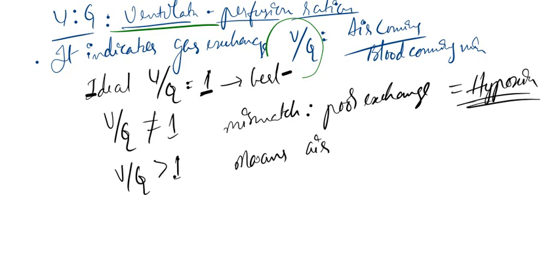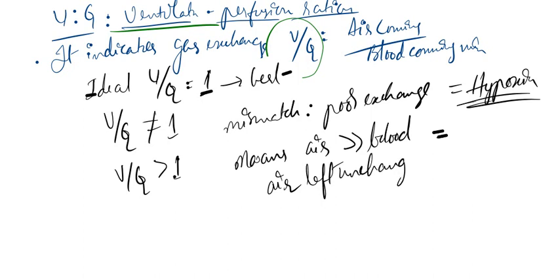Now if the VQ is more than 1, it means the air coming to the surface of the alveoli is more than the blood flowing through the capillary. That implies much of the air is left unexchanged. It comes to the alveoli and goes back the same way, not exchanging with the blood. So it implies there is an increase in physiological dead space.